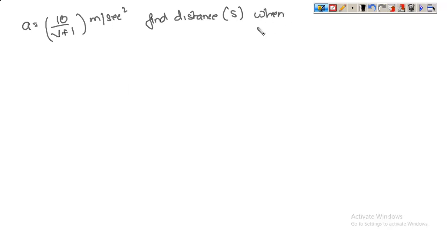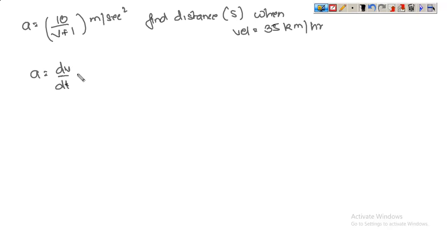Now the next type of problem, let us see one more. Let us say that the acceleration of some vehicle is given by 10 divided by v plus 1 meters per second square, where v is the velocity. Now you are required to find the distance. Finding distance means you need to find out s when velocity is 35 kilometers per hour. So if you see, a is given by, a is equal to dv by dt.